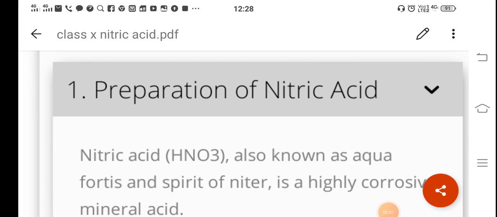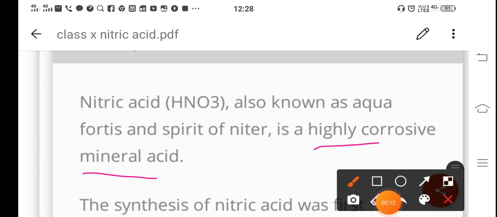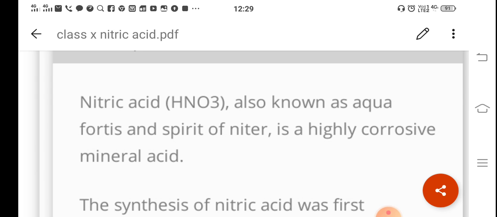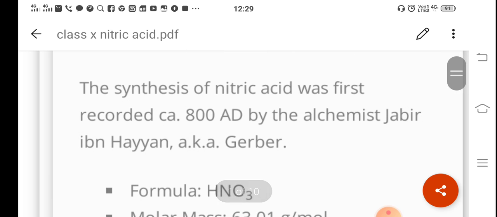Nitric acid is one of the important acids known in the field of chemistry. It's also known as aquafortis and spirit of nitre, and is highly corrosive in nature. It's also a mineral acid, as it is derived from the earth's crust, not from living organisms, and its synthesis was first recorded by the alchemist Jabir ibn Hayyan.